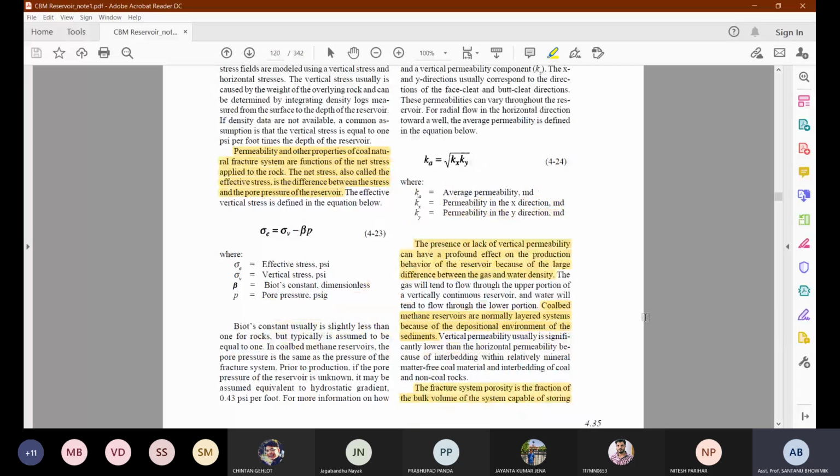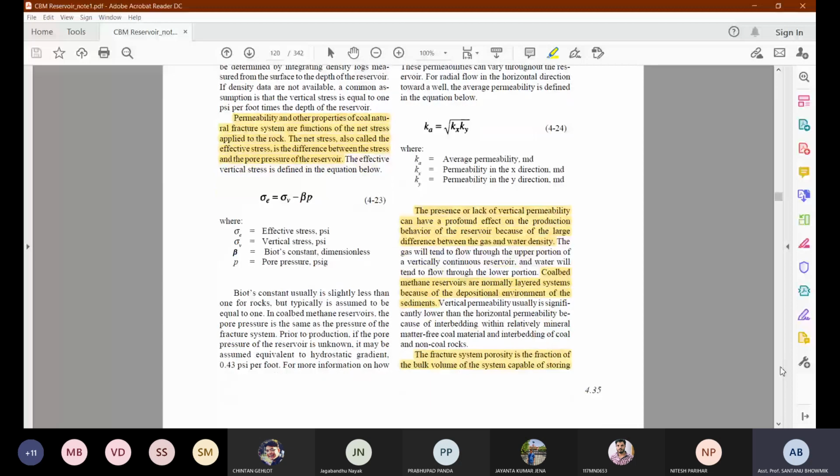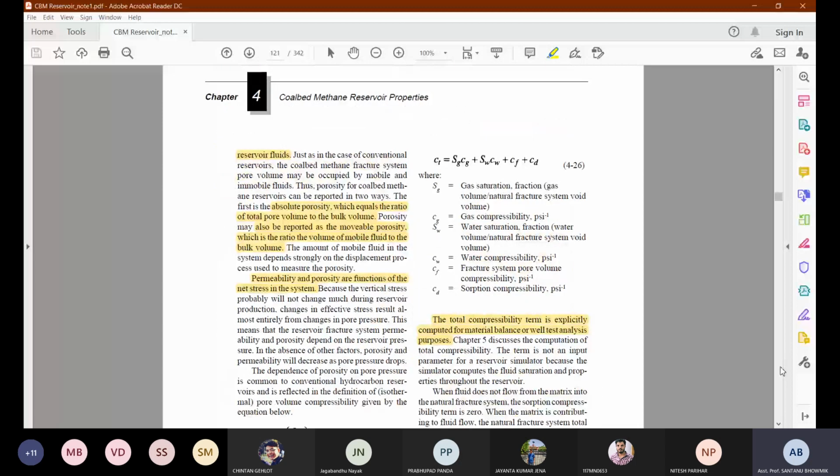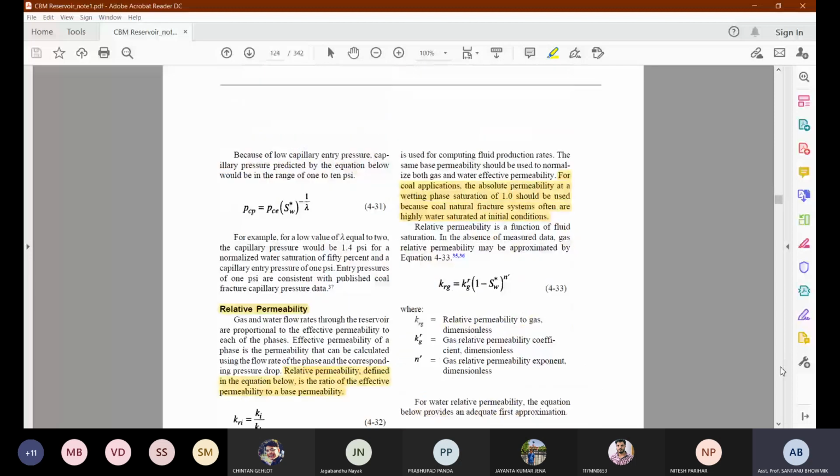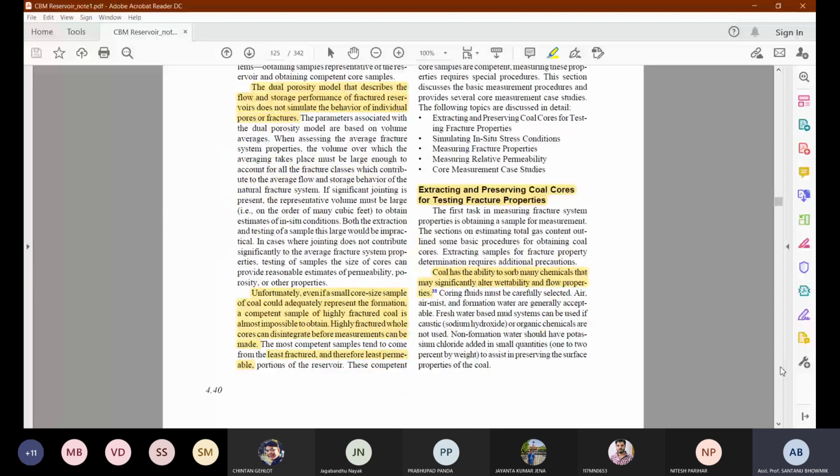And again, in the vertical direction, the permeability will be quite less because the bedding planes are not going to give rise, and the overburden pressure is so high that no fluid is allowed to pass through the bedding plane. And as the stress increases, the permeability will reduce. You know that.